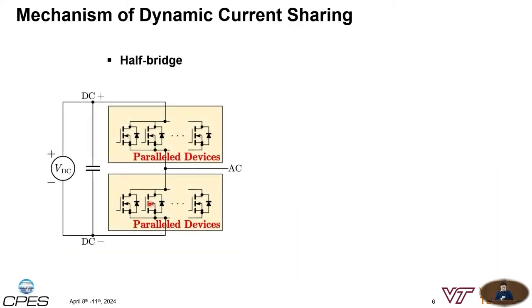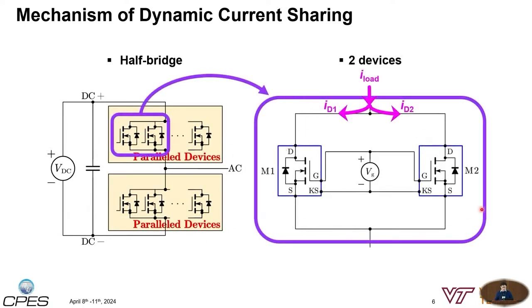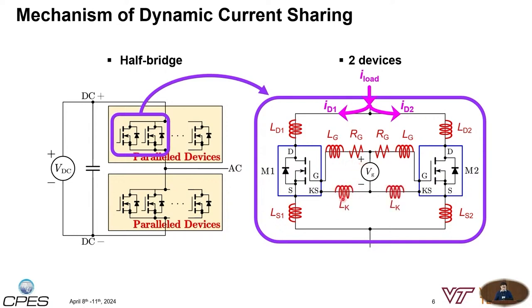The figure on the left shows the half-bridge example, and we want to focus only on 2 devices, as shown on the right-hand side. The total load current I_load will be divided into the 2 drain currents, ID1 and ID2. In this circuit, the parasitic components include the drain parasitic inductance, for example LD, and also the source parasitic inductance, the gate parasitic inductance and gate resistor, and also the Kelvin source parasitic inductance.